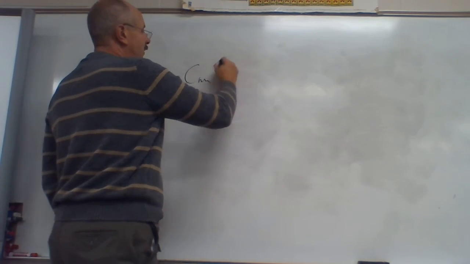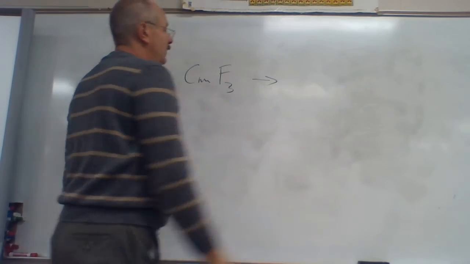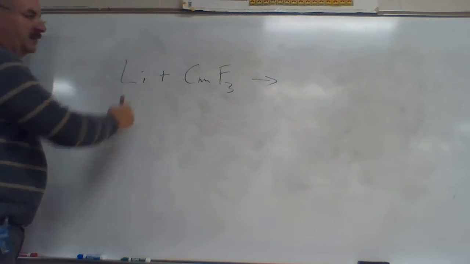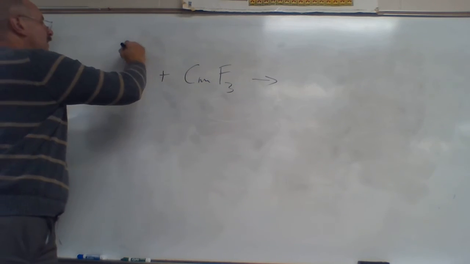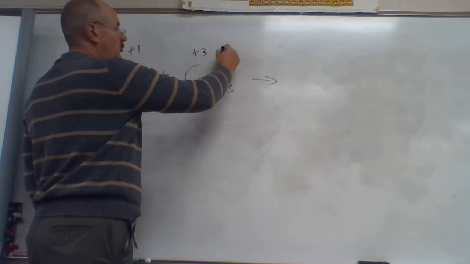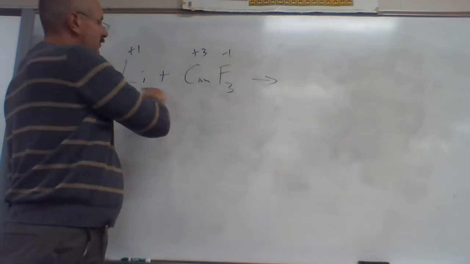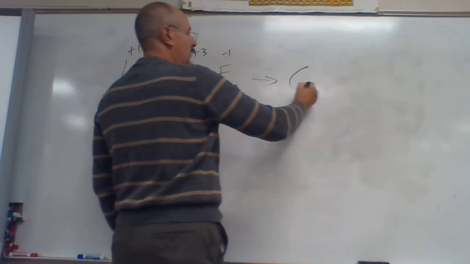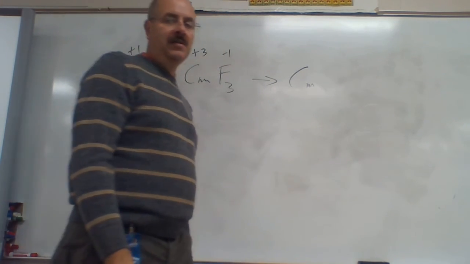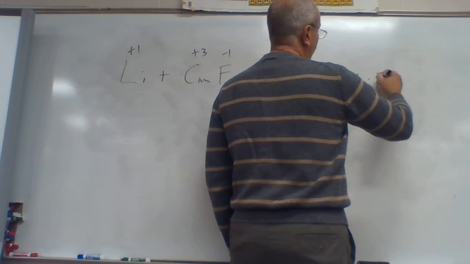Alright, Li plus CmF3. Alright, Li, when he's all by himself, what charge would he have? He'd have a +1. So what's the positive piece here? Well, it's Cm. Cm would have a +3 and F would be a -1. So these two guys are going to trade places. So Cm, curium actually, is going to get kicked off. And we're going to get Li joins up with F.